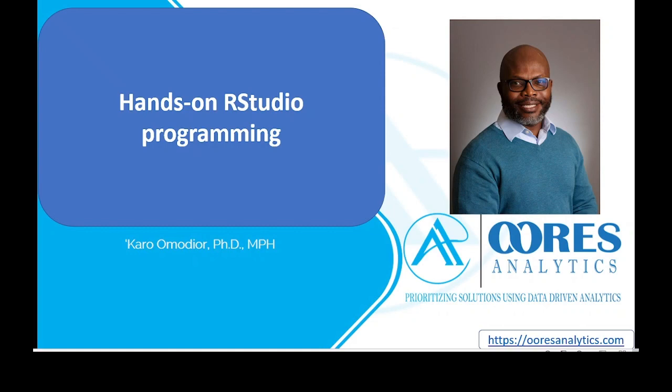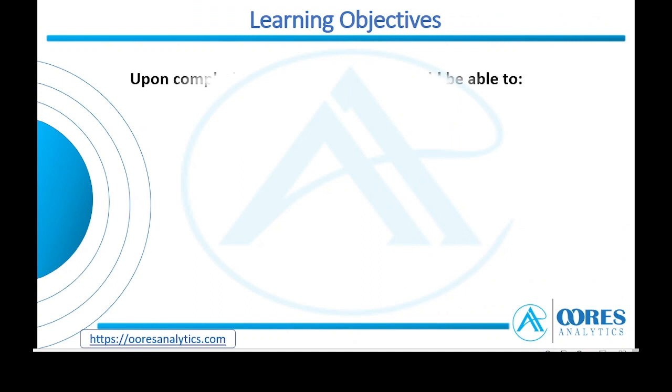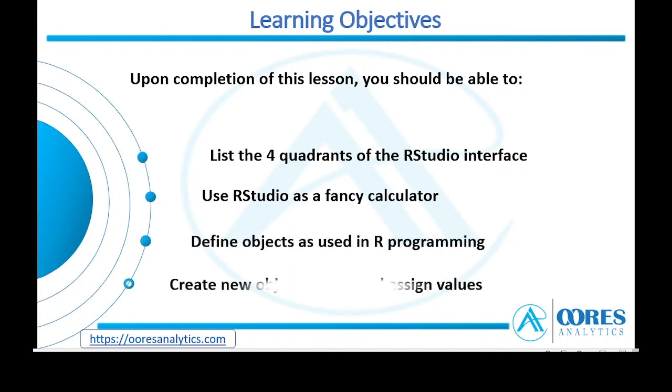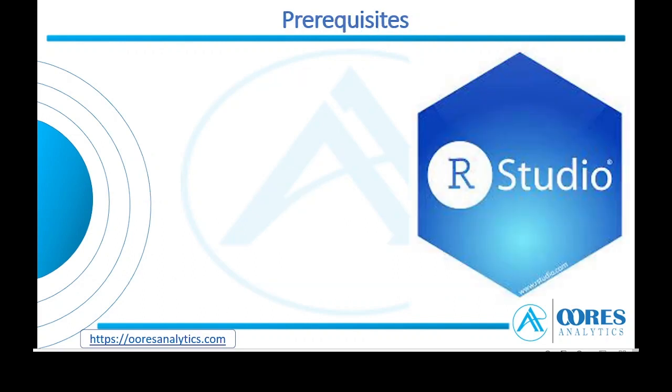for complete beginners. The current lesson is for absolute beginners, individuals with no prior experience with RStudio. So at the end of this lesson, you should be able to list the four quadrants of your RStudio interface, use RStudio as a fancy calculator, define objects as used in RStudio programming, create new objects, store and assign values.